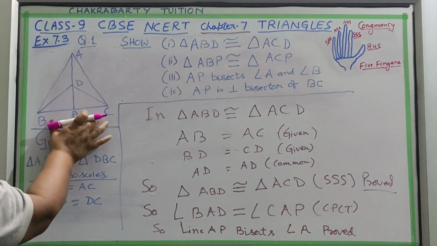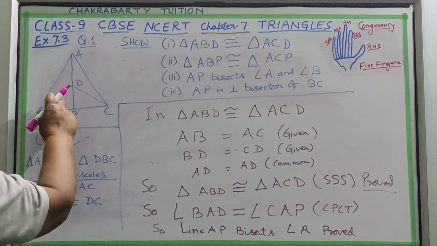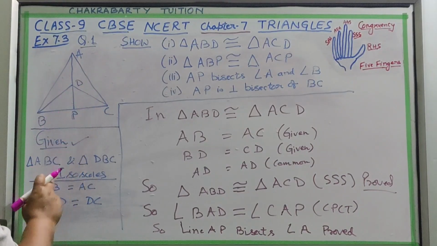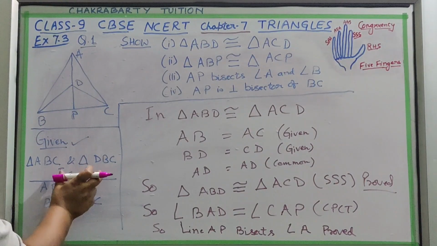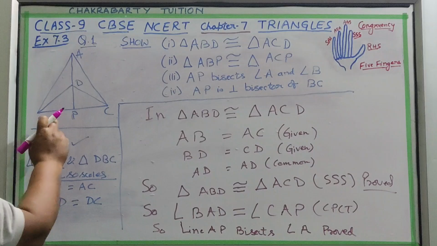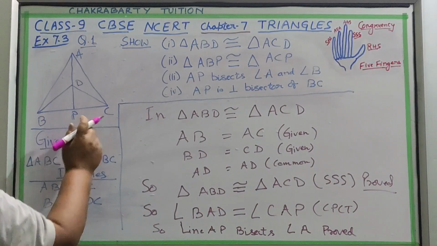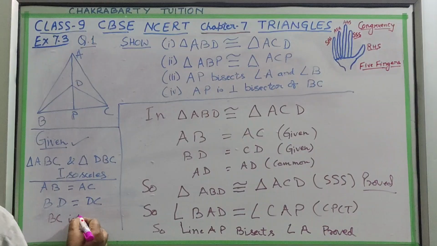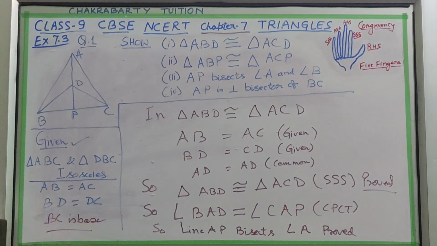So BC is a common base, so other two sides are remaining. This one BD and DC, AB and AC, so these two sides will be equal because it is an isosceles triangle and BC is common. BC is the base. It is given in the question. It is base. So other two lines will be equal.